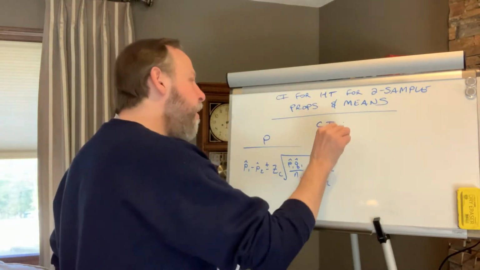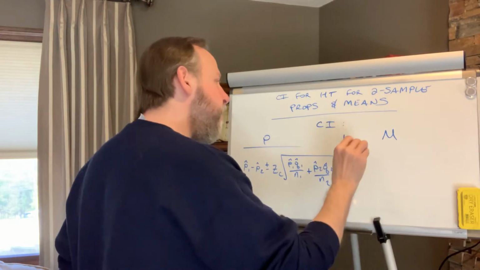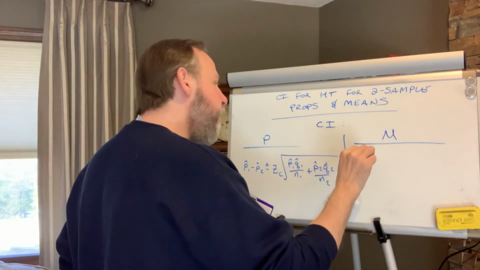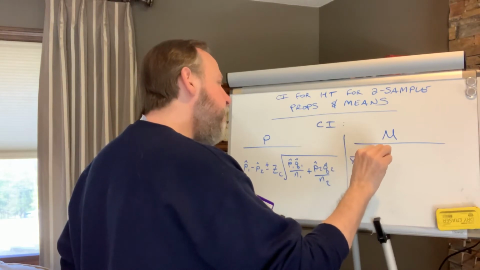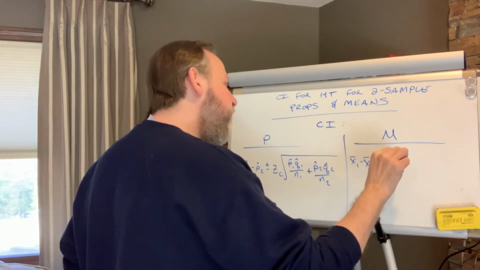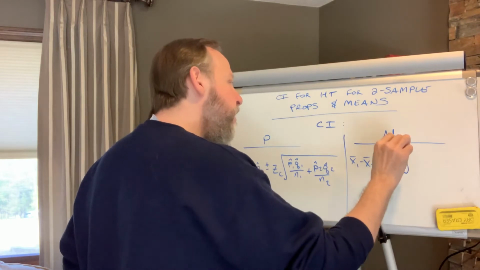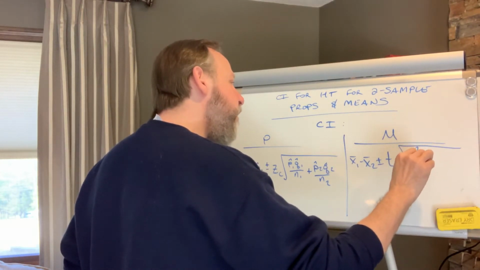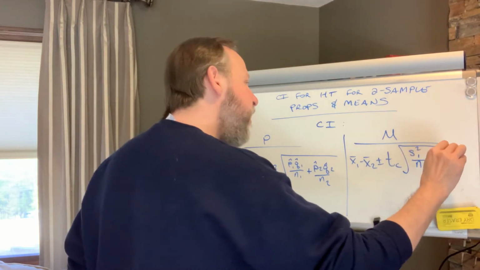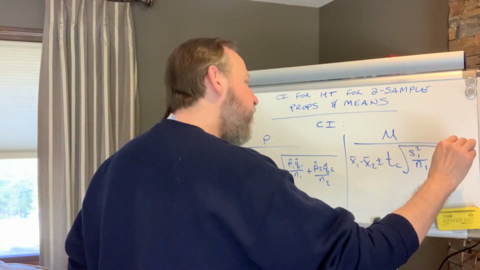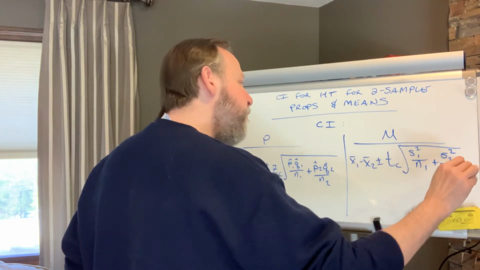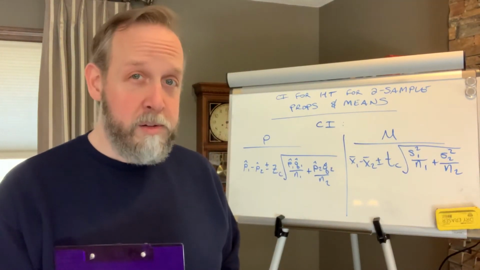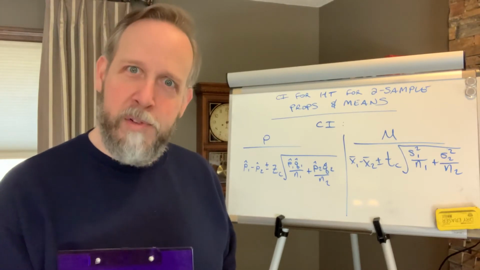All right, well, what about the means confidence interval? How do we create that? X bar sub 1 minus x bar sub 2 plus or minus critical t-score times the square root of standard deviation of the first squared over its sample size plus standard deviation of the second squared over its sample size. What is standard deviation squared called? That's right, variance. Good for you.